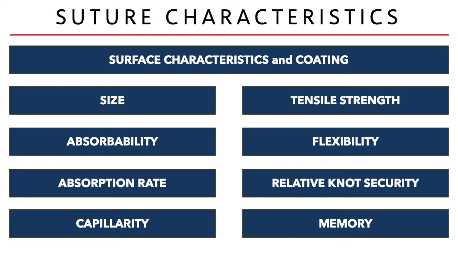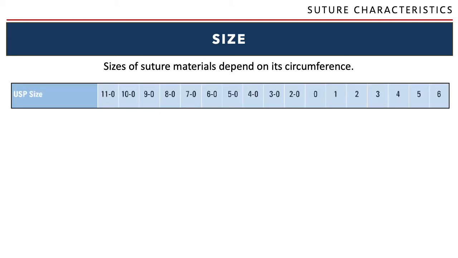So now let's discuss the different characteristics of a suture, starting with its size. The sizes of suture materials depend on the circumference of the thread, all right? And it is based on what we call USP size, from the smallest, 11-0, to the largest or thickest, which is 6.